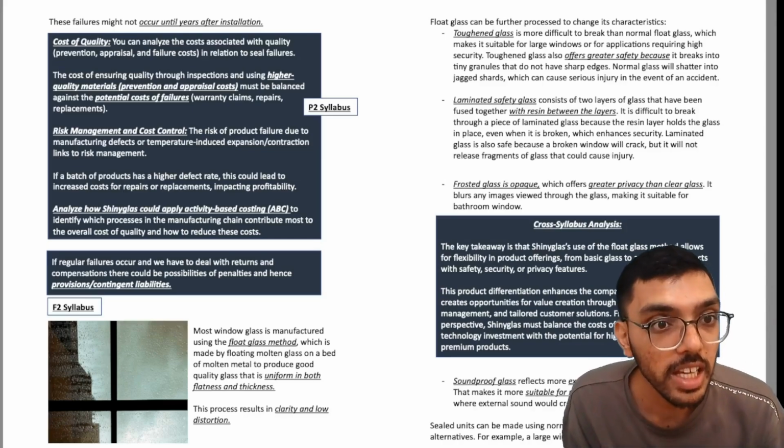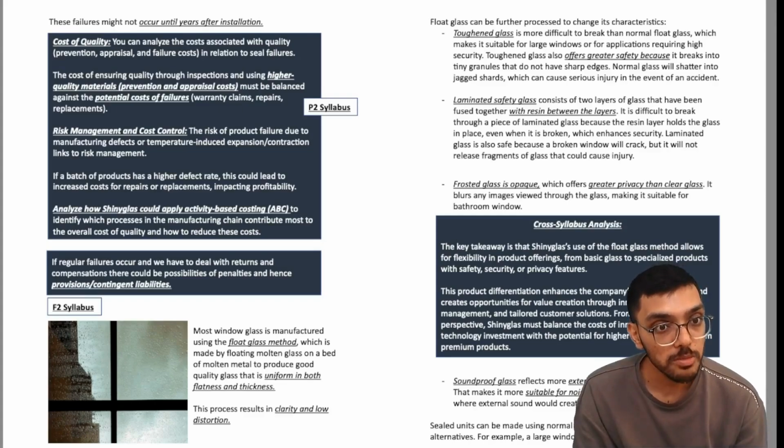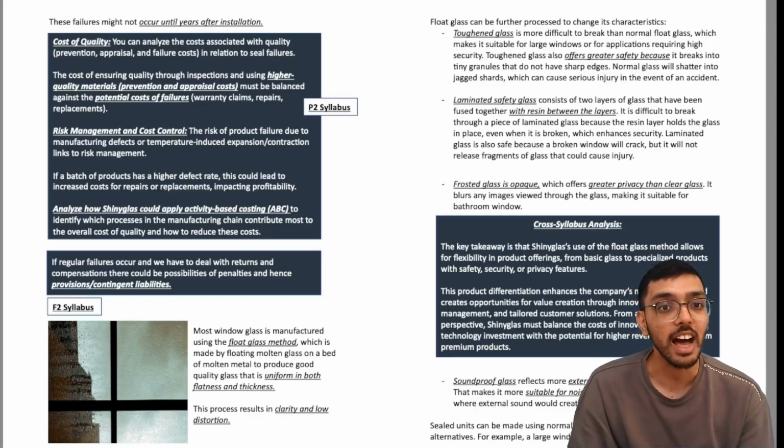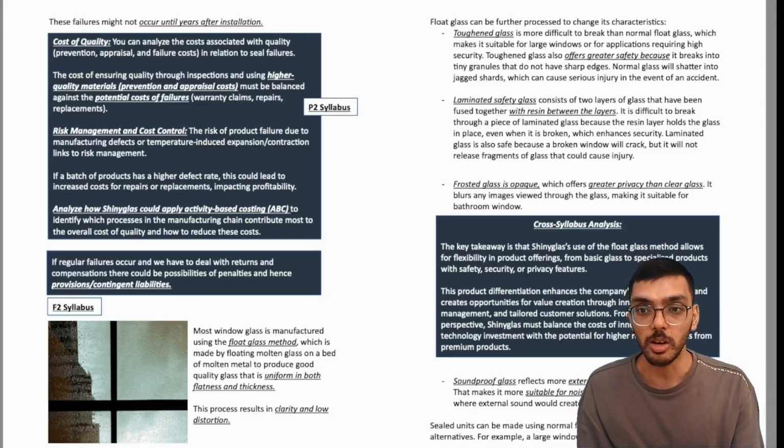I'm also bringing in risk management. The risk of product failure due to manufacturing defects links to risk management. If a batch of products has a high defect rate, this could lead to increased costs of repairs or replacements, impacting your profitability. So this is the risk which your business is taking in terms of quality.